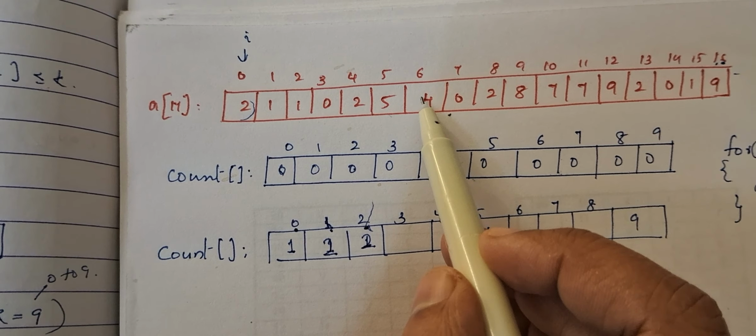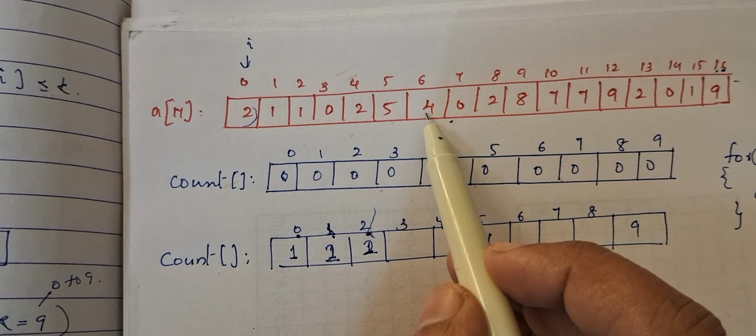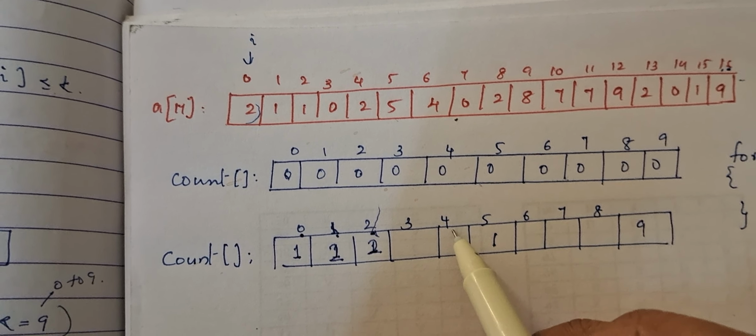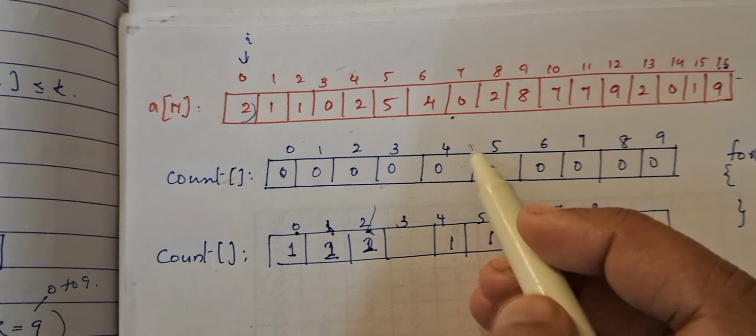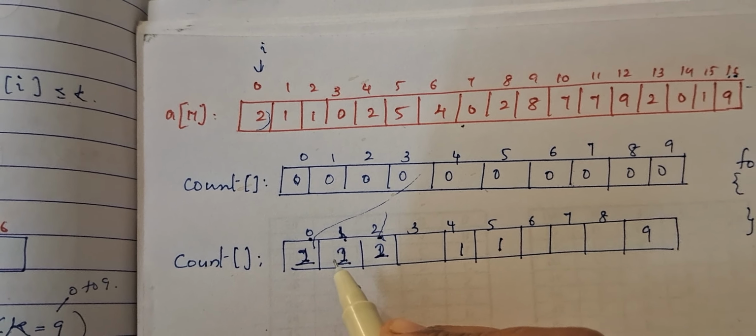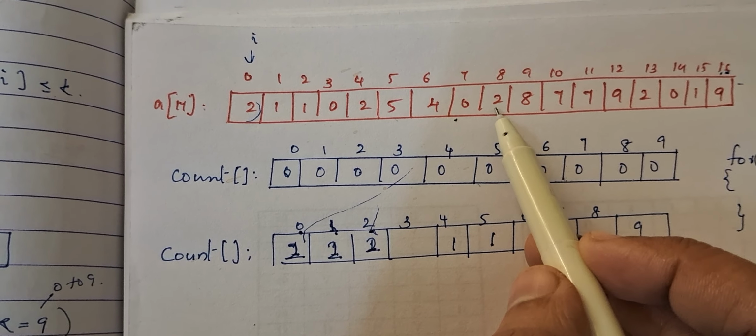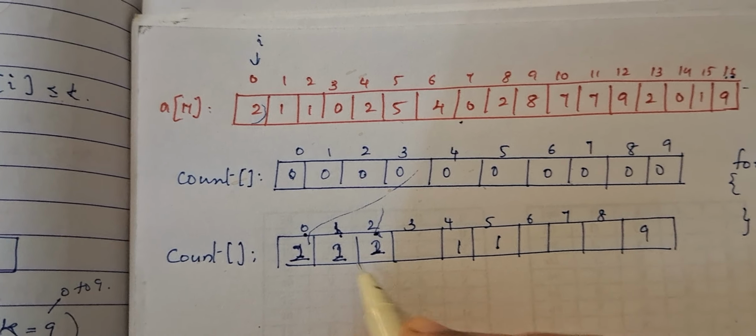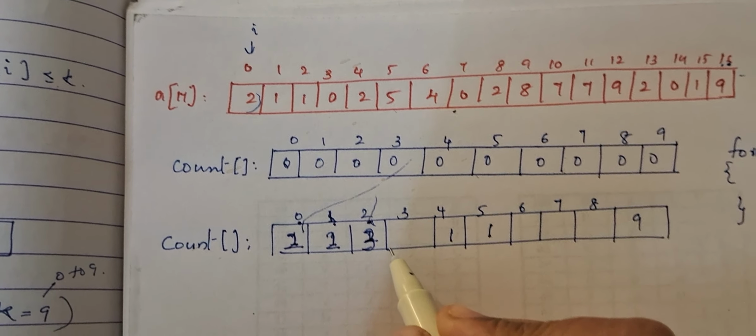Okay, next element is i equal to 6, A of 6 equal to 4. So go to index 4 of the count array, then increment the value. Next is 0, go to index 0, then increment the value. So it is 2 here. Okay, the next is 2 here. So go to index 2, then increment the count value by 1.